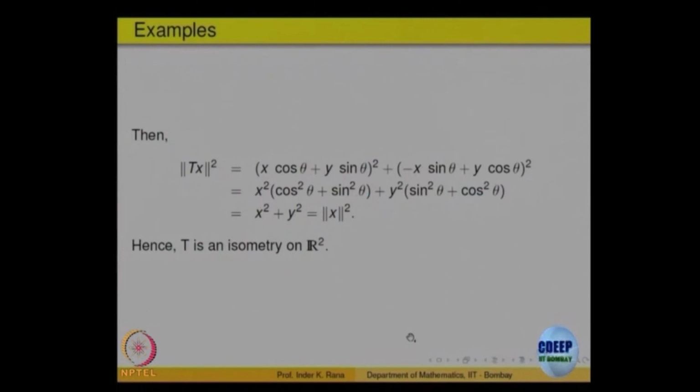And rotation in R3 also is an isometry. What about translations? Translations are not linear, so we can't call them isometry, but they are called rigid motions.